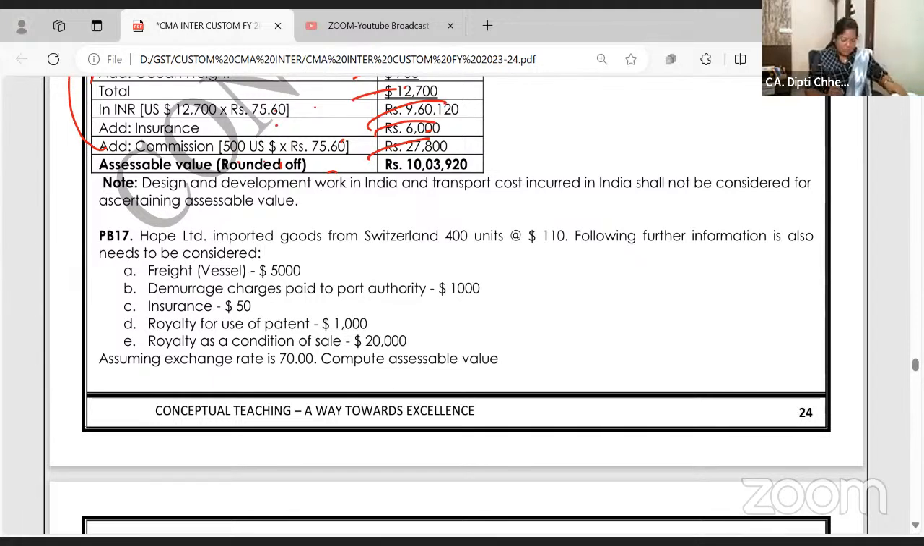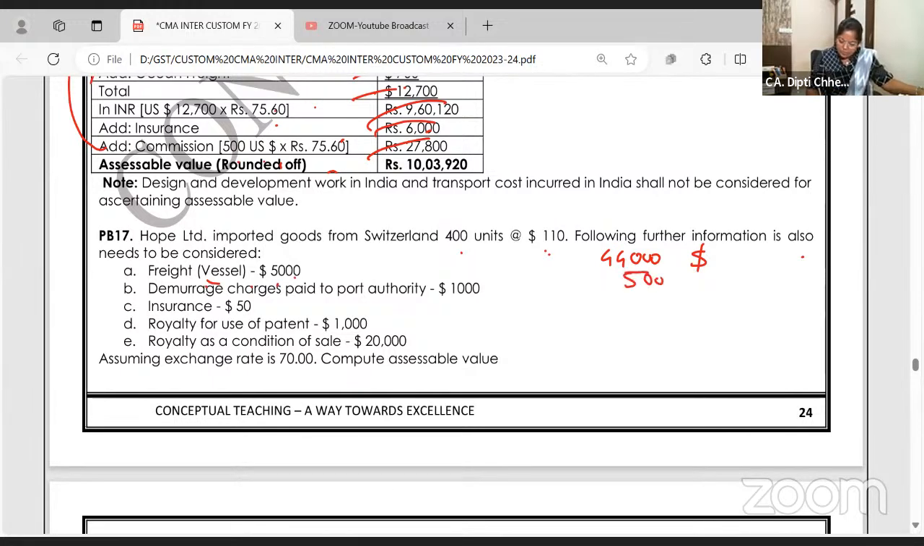So, 17th problem we are doing. Hope Limited imported goods from Switzerland. The following other details were incurred. 400 units were imported at 110. So 400 into 110, $44,000. Freight is given. It's not airfare, it's vessel. So take the freight.